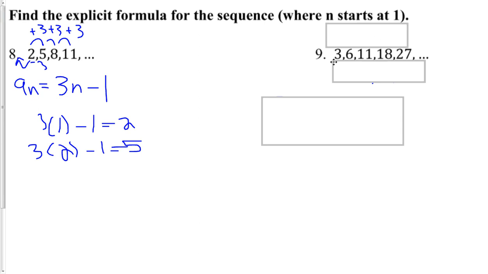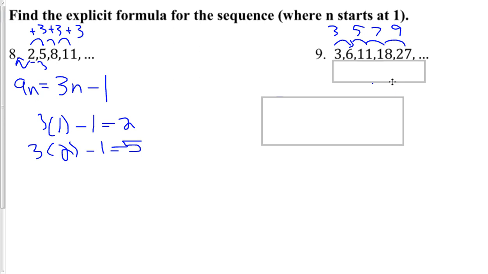Next, same idea here. We got 3, 6, 11, 18, 27. Plus 3, plus 5, plus 7. As much as adding odd numbers is nice, and yeah, it worked, how could you write that? So it's not really adding, actually. It's actually squaring, right? So take away 2 from all these numbers, and what do you get?